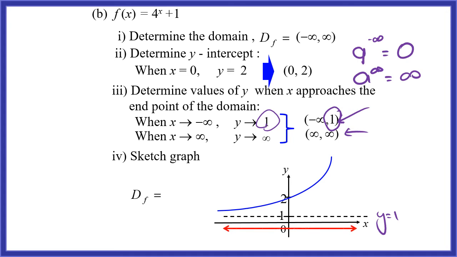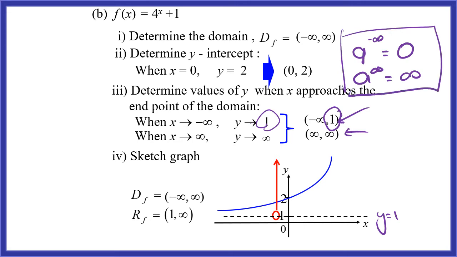Now to determine the domain, it's always negative infinity to infinity. And the range, we can see that it approaches 1 and goes up to infinity. So it should be an open bracket for 1 to infinity. So these properties you have to remember.